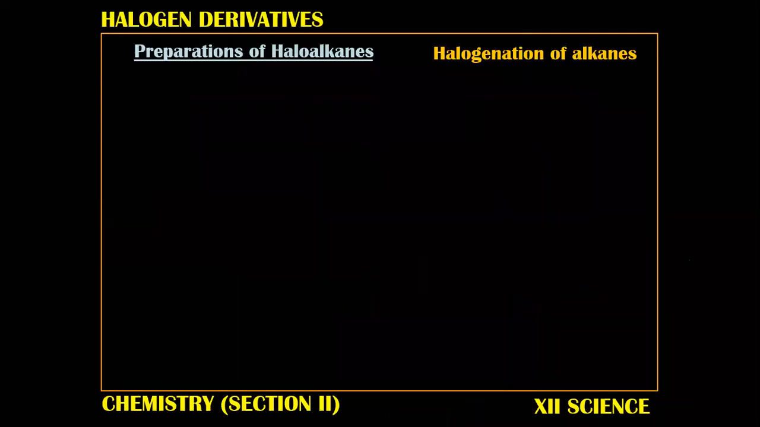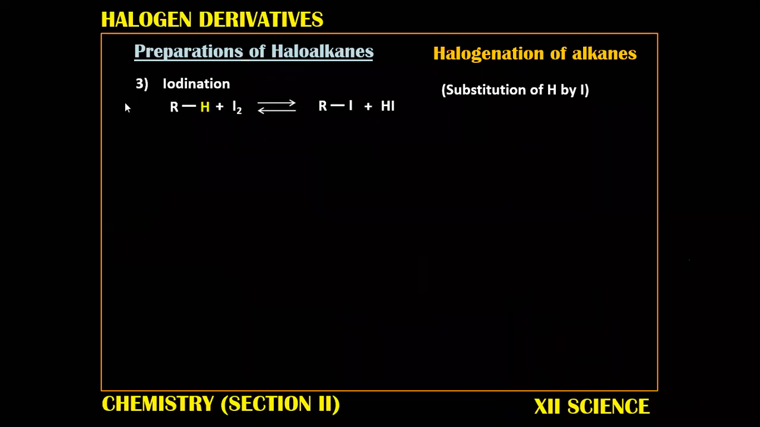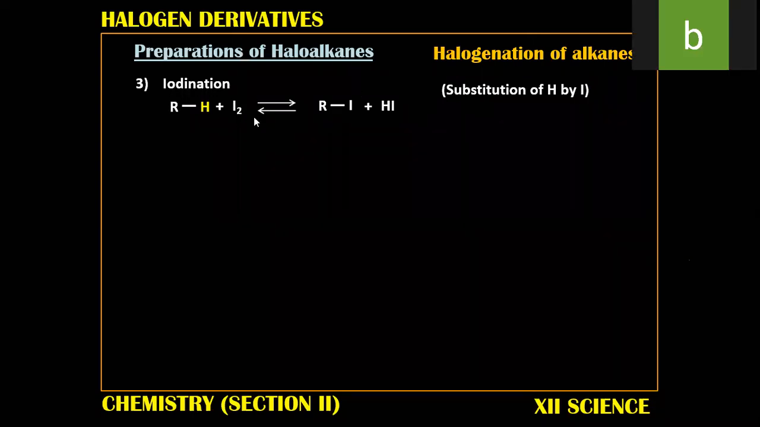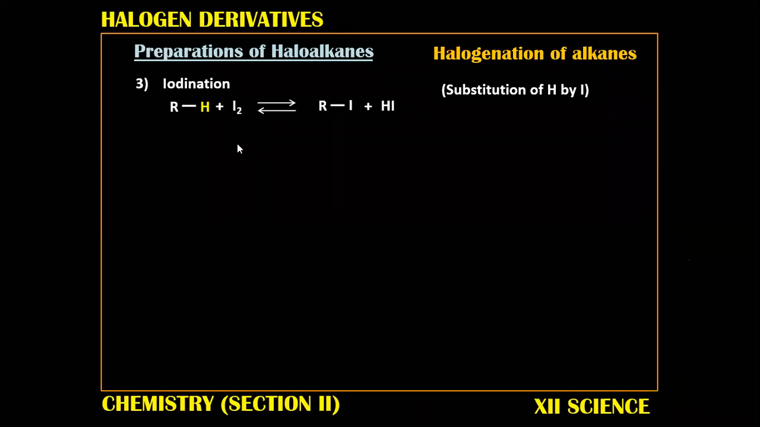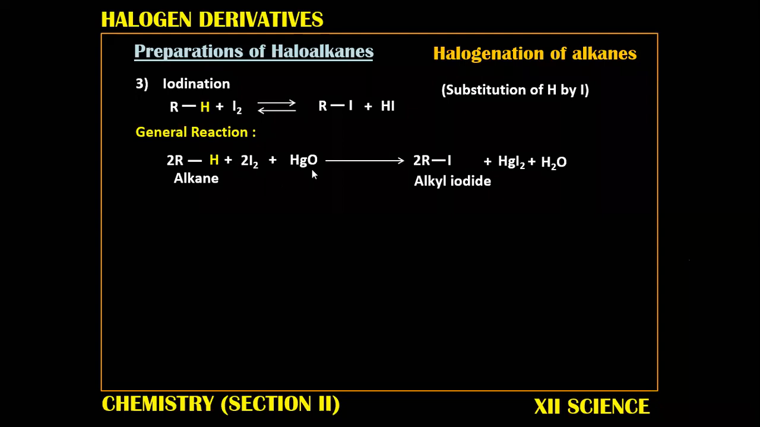Okay. Iodination. See, when alkane reacts with iodine, we get alkyl iodide and HI. Now HI is a strong acid and therefore reaction becomes reversible. Now to prevent the backward reaction, we don't use only iodine. Along with iodine, we use either mercurous oxide.